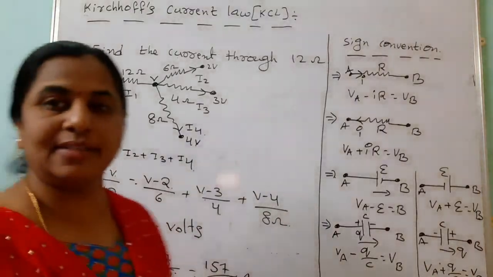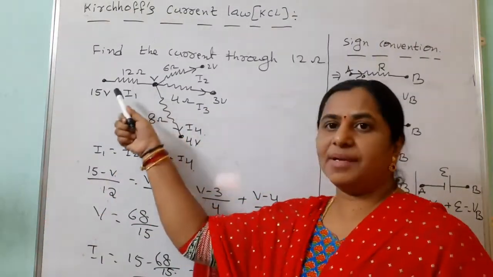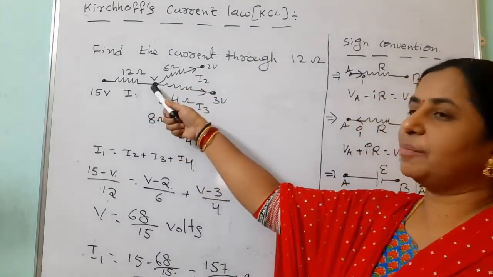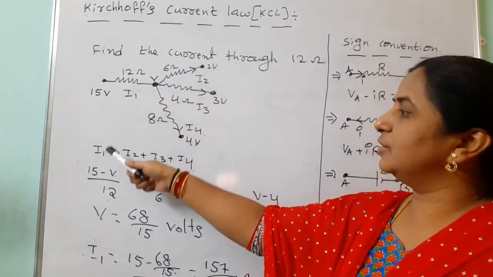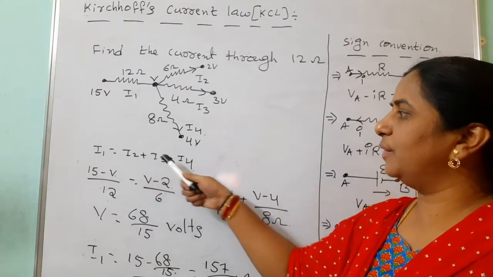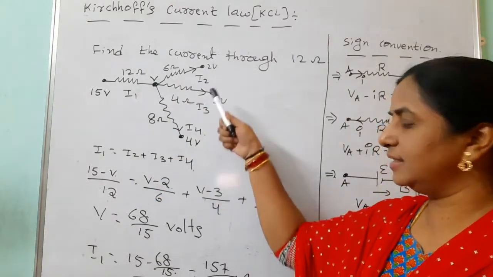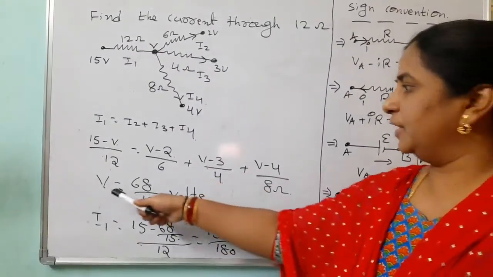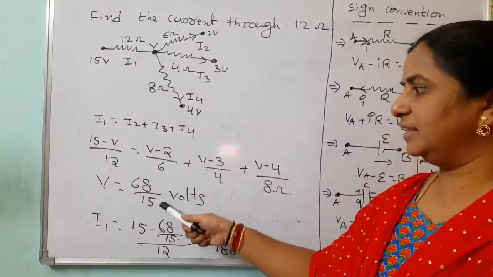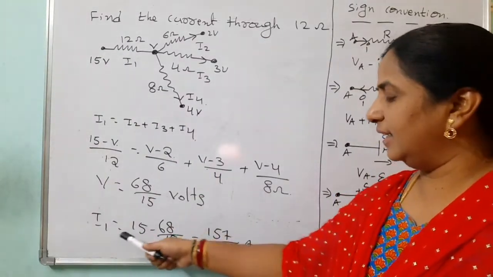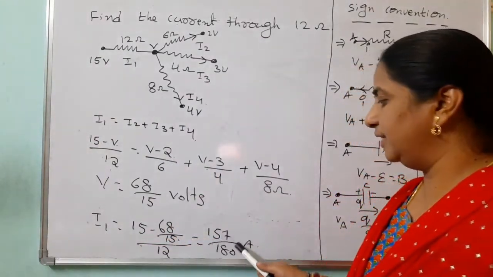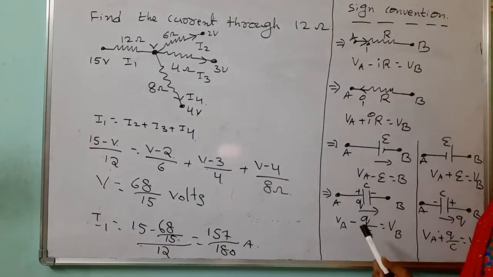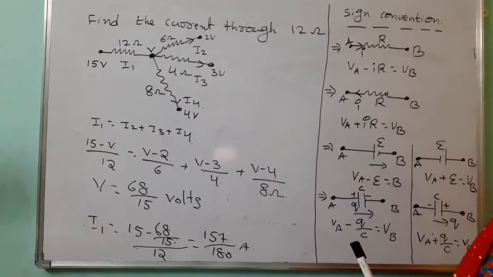Here also we applied the junction rule. At a junction, incoming current equals outgoing current. Current always flows from high potential to low potential, so I1 is the incoming current, and I2, I3 and I4 are the outgoing currents. After simplification, we can get it. The potential at the junction is 68 by 15 volts and the current through the 12 ohms is 157 by 180 amperes.